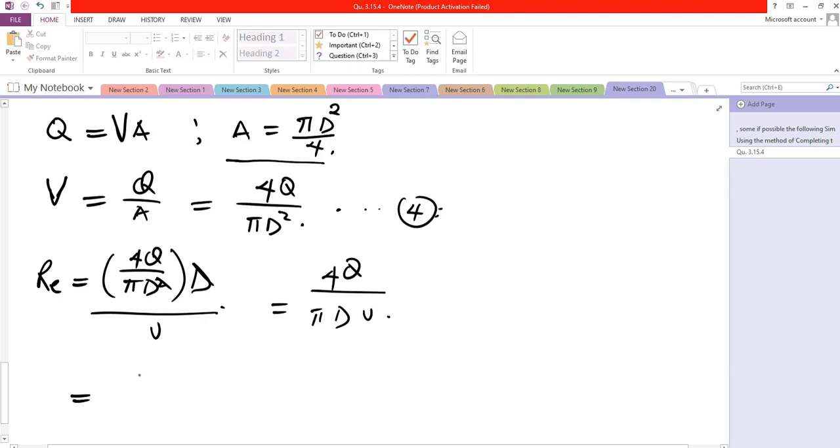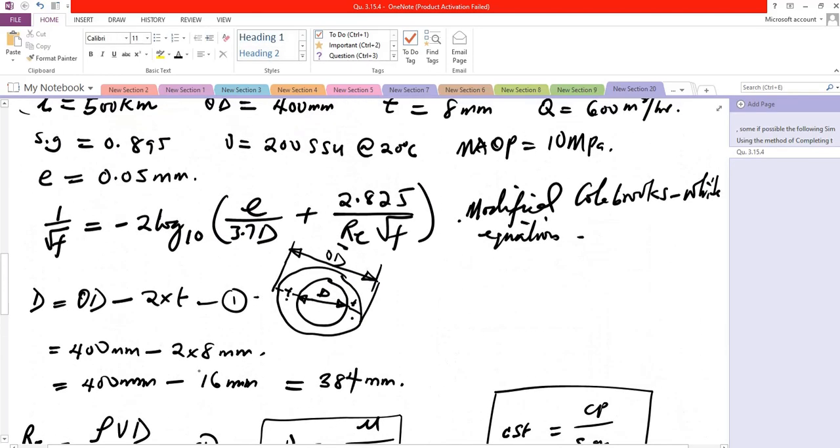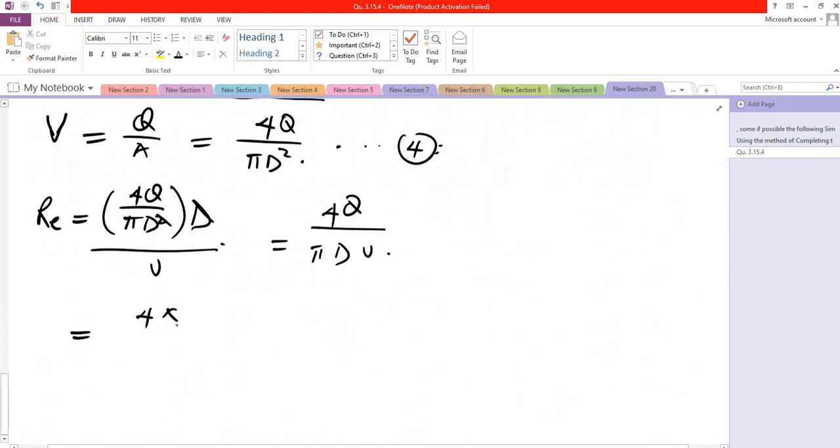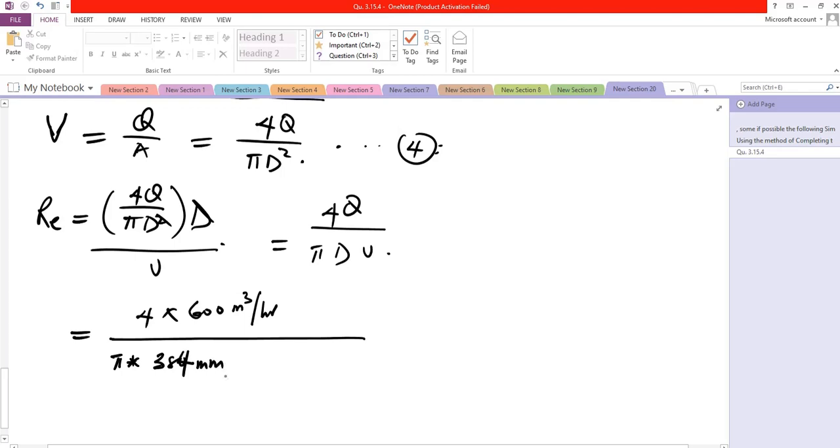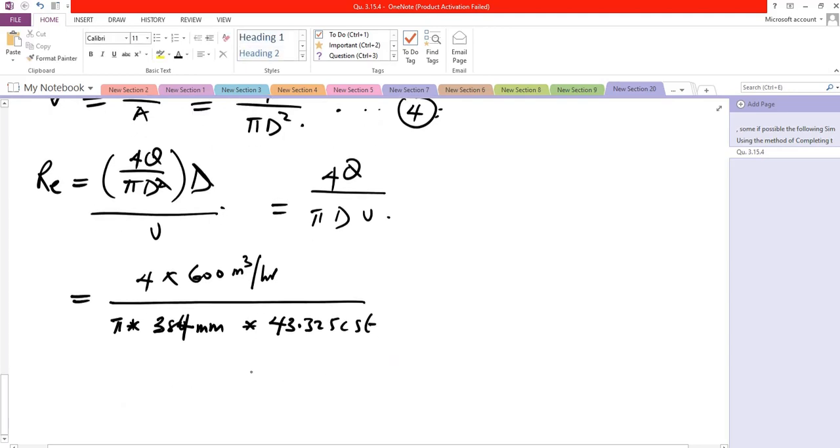So using this, you now have 4 times the flow rate, which is 600 meter cube per hour, divided by pi times 384 millimeter times 43.325 centistokes. Then that means we have 24,000 meter cube per hour.